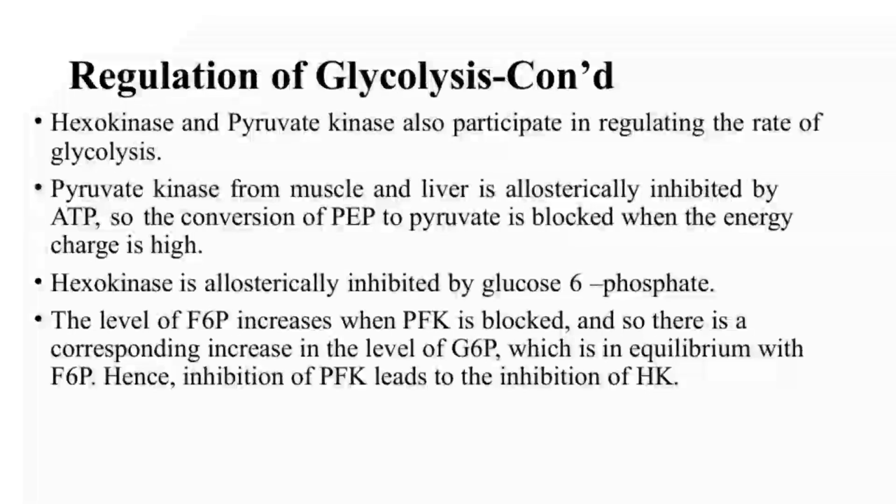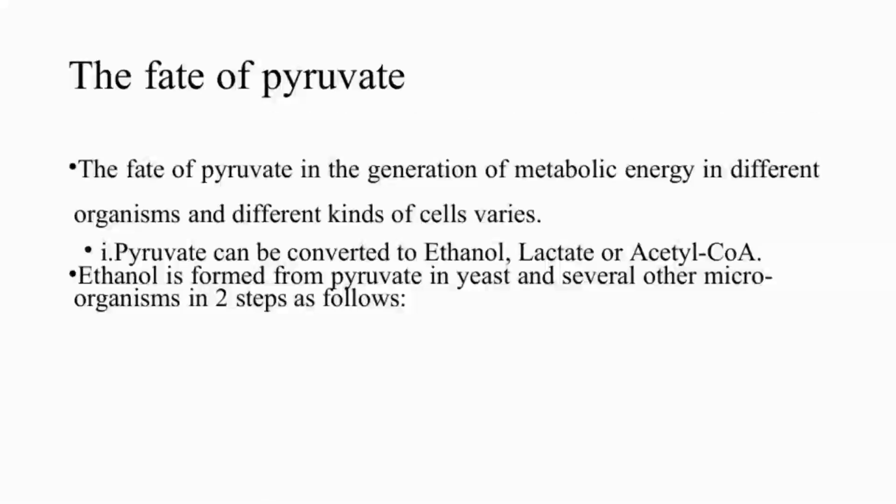The fate of pyruvate in generating metabolic energy actually varies quite a bit depending on the organism and the specific cell type. It's fascinating because pyruvate can be channeled into different pathways, leading to different end products. For example, in some microorganisms like yeast, pyruvate is converted into ethanol through a two-step process. This is a classic example of fermentation, especially under anaerobic conditions. In contrast, in muscle cells during intense exercise, pyruvate is often reduced to lactate when oxygen is scarce. And in most other cells, pyruvate is transformed into acetyl-CoA, which then enters the citric acid cycle to produce energy efficiently. So, understanding these different pathways helps us see how organisms adapt their metabolism to their environment and energy needs.